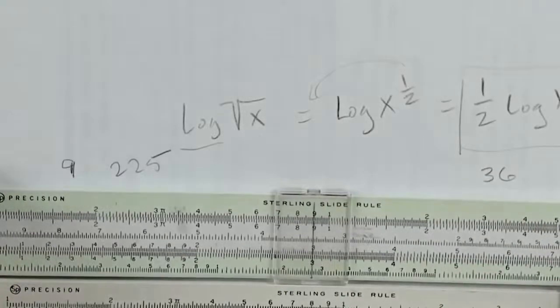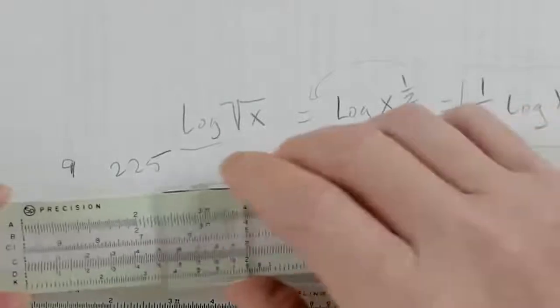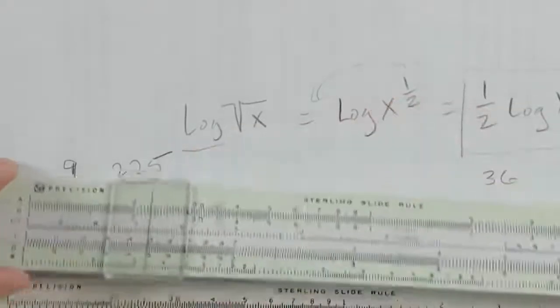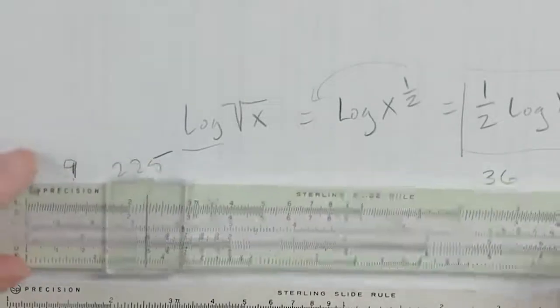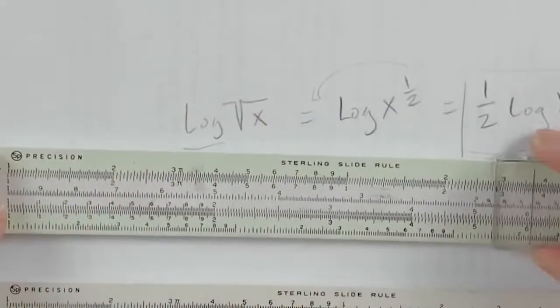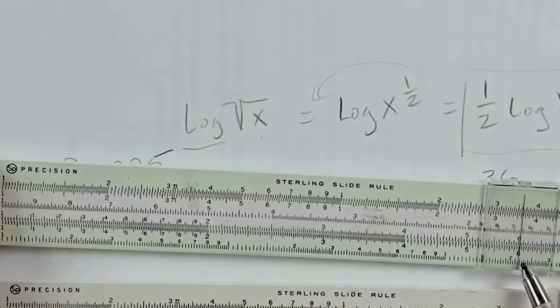So let's go ahead and have a look at those. We've already done 9. Let's look at 225. That's down about right there. And if you look right underneath, the answer is 1.5 or 15. Likewise, if we look at 36, that would be over here. We'd go to the 36 and we read straight down, and our answer is 6.